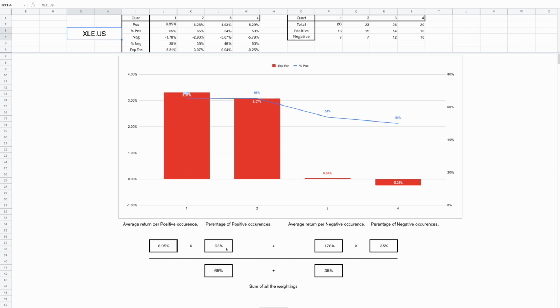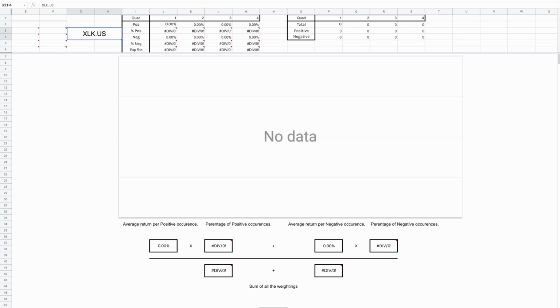So again, this instance is skewed. For XLE, this is skewed obviously because it's come from quad 2, which means it would be interesting to see what the expected return changes to when you do the calculation for just the times that it's gone from quad 2 to quad 1. That's what you have to take into account as well. So for instance, although XLK is 85%, you would take that over anything.